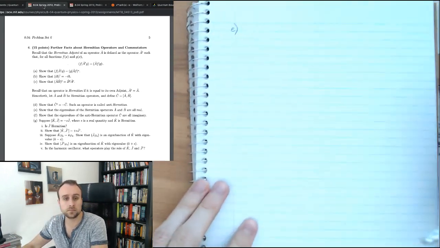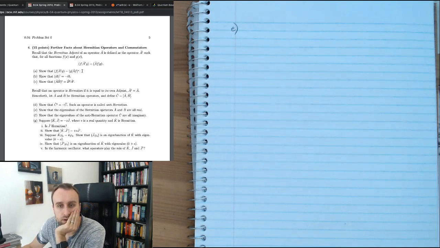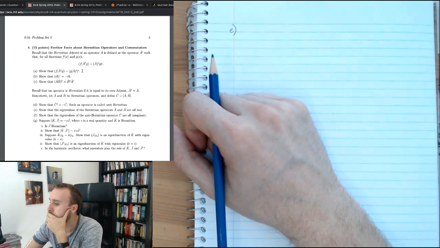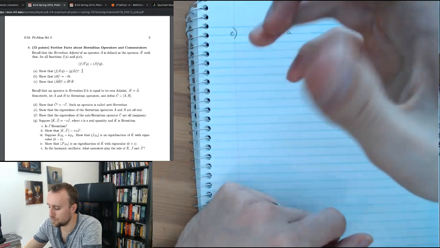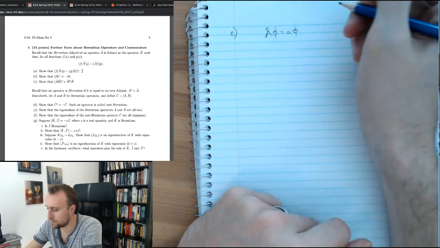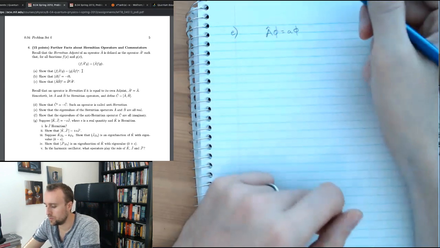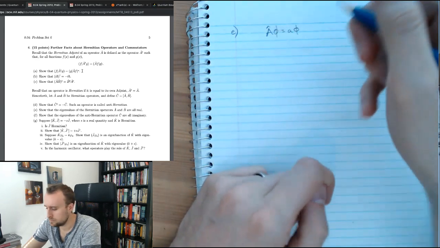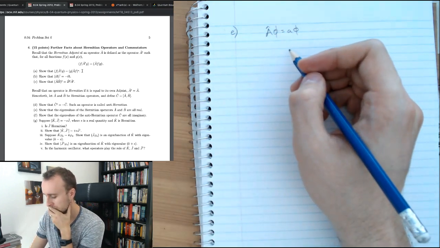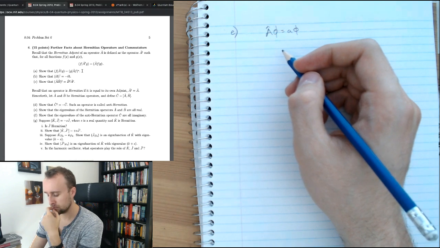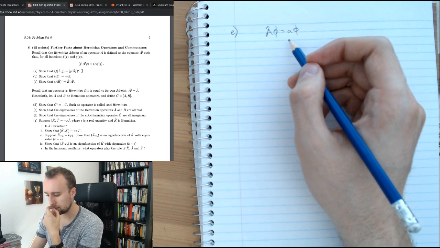E. Show that the eigenvalues of Hermitian operators A and B are all real. Well, let's go with the definition: A acting on phi equals a phi. And how do we show that? So that's a real number.